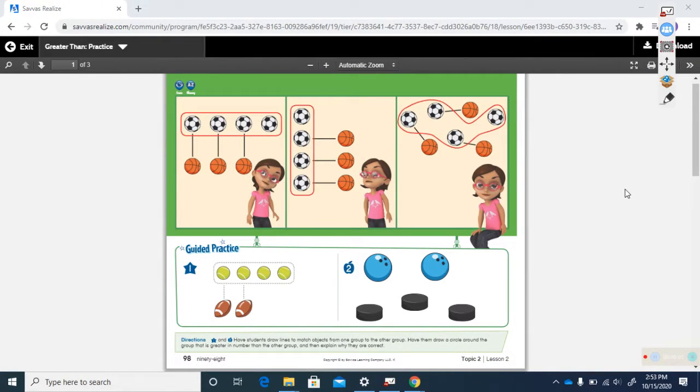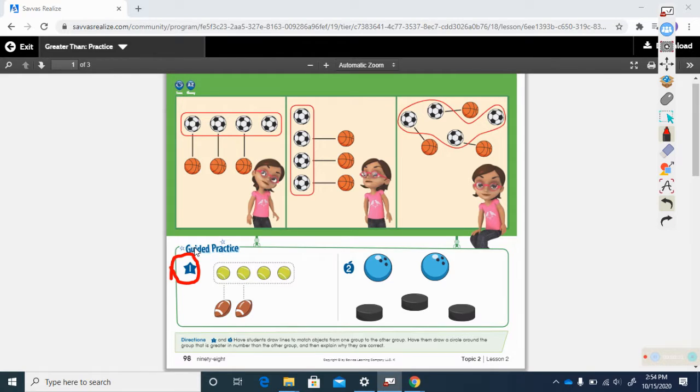We are working on the bottom of page 98 in this video, and then we will be going on to page 99 and 100 as we progress through it. So to begin with, let's look at number 1 right here. We have to match these up just like we were doing up here at the top, and we have to figure out which group has more.